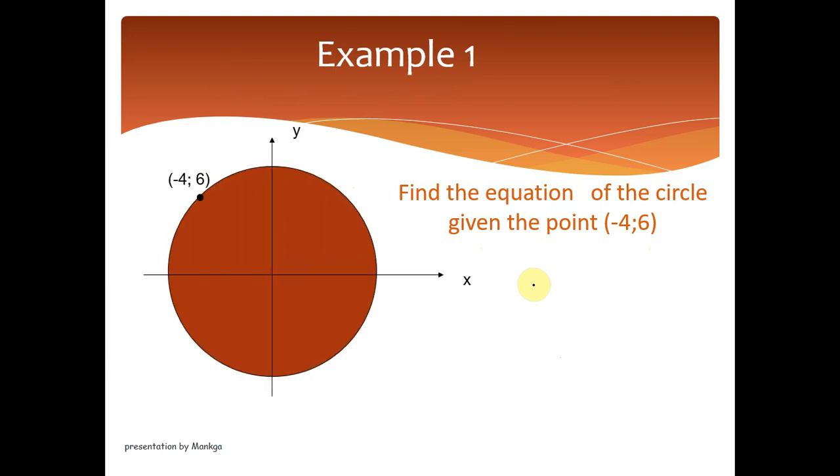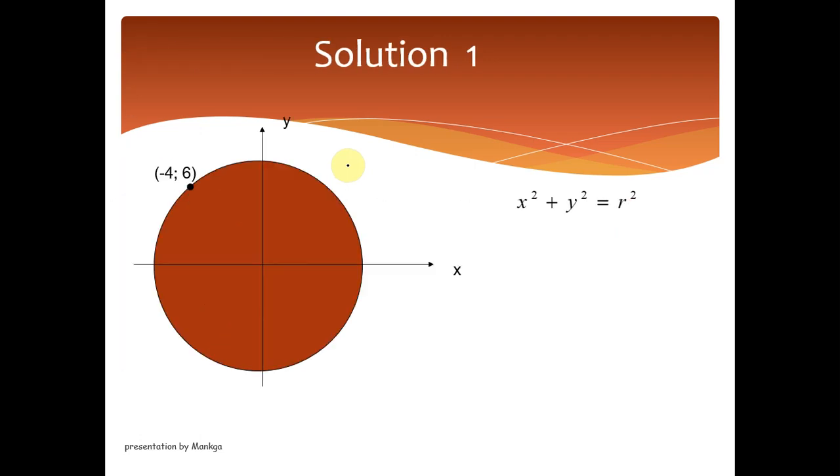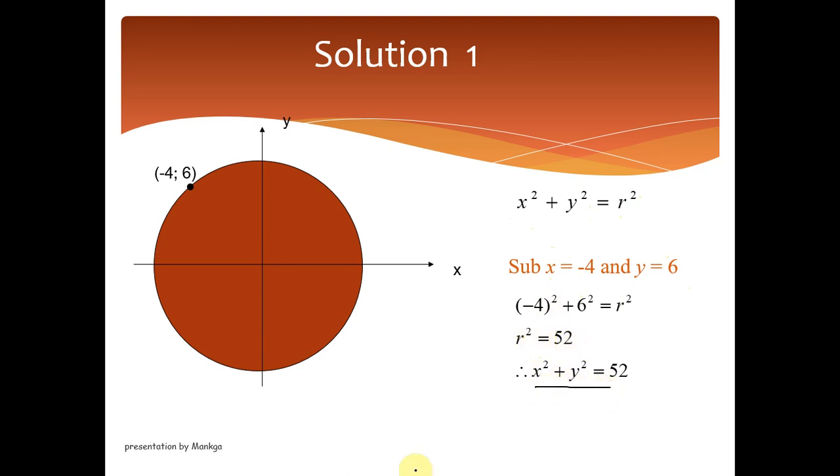Let us look at the first example. Find the equation of the circle given the point negative 4 and 6. We have the circle, we have a point on the circle, negative 4 and 6. So in order for us to get this one, we refer back. Solution: the equation of Pythagoras is x squared plus y squared equals r squared. We substitute x as negative 4 and y as 6. As we substitute into this equation, we get r squared as 52. Then this will be the equation of the circle.